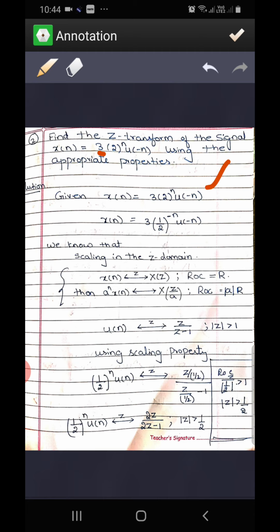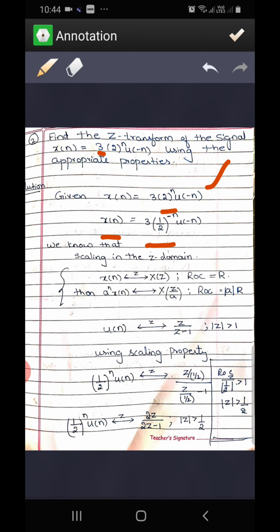So we want time reverse. Then 2 raised to n, for that we want scaling. Can we write 2 raised to n as 1 by 2 raised to minus n? So we are writing like this. What is the advantage of writing like this? After writing 1 by 2 whole raised to n u of n, I can directly reverse the signal.